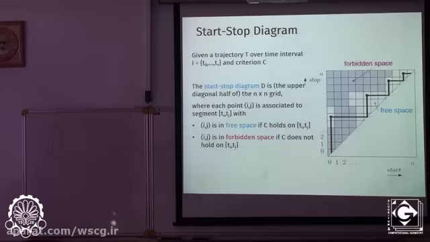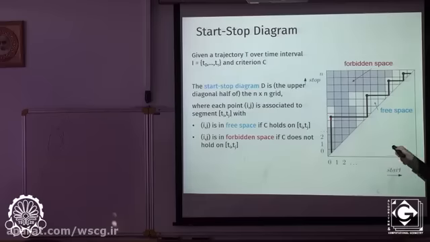So we get this white space, which we call free space, and the black or gray space, which is forbidden space. And now a segmentation. A segmentation should start at the beginning and go to a vertex where the segment is valid. So it should go to a free space cell, and then at that free space cell, I start a new segment.